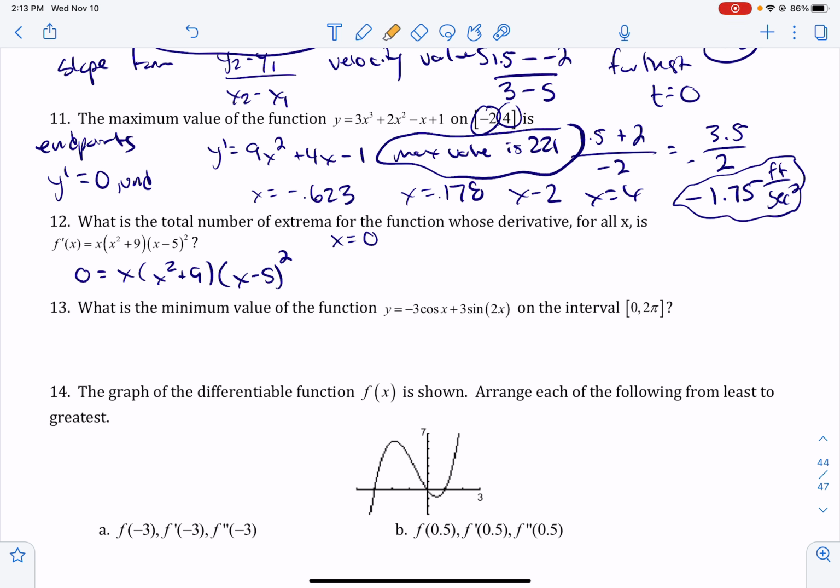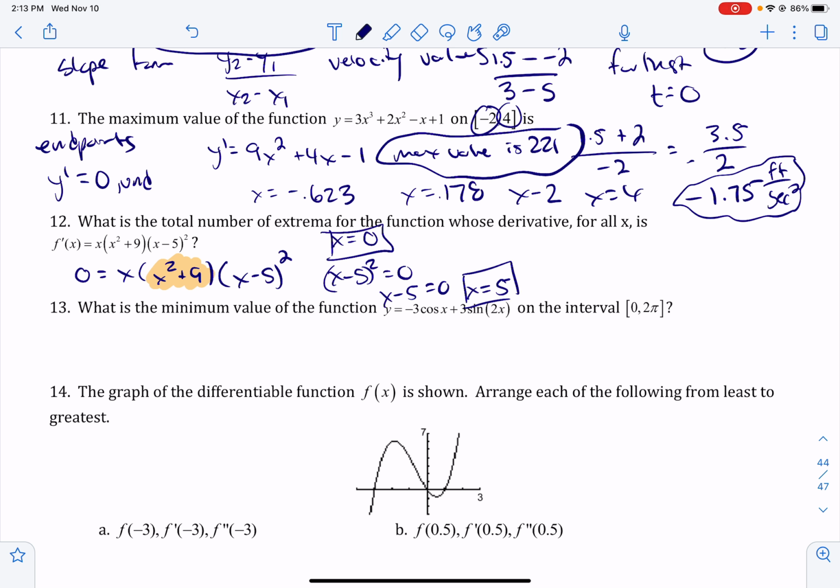This middle one right here, x squared plus 9, it doesn't matter what x is. I'm going to square it, and then I'm going to add 9. There's no way to get a 0. There's no way to get to 0 with that one, at least not with real numbers, and that's all we're working with. Now, the other option would be x minus 5 squared equaling 0. So x minus 5 would equal 0, so x would equal 5. So I need to check around these 2 points.